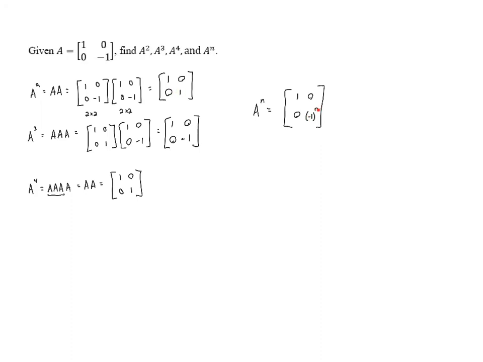And in fact, anytime n is even, a negative number to an even power is positive. And we can see with these even powers of A, we've got a positive down here. And then a negative to an odd number is negative. We can see that when we're looking at an odd power of A, we've got -1 down there. And so this is a way for us to express what A to the nth power is, depending on whether n is even or odd.